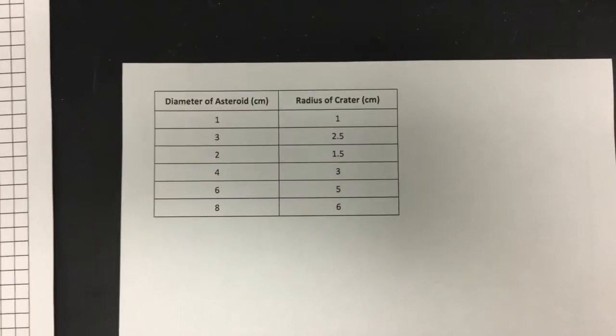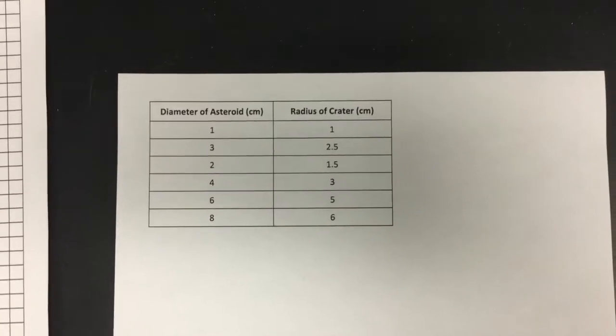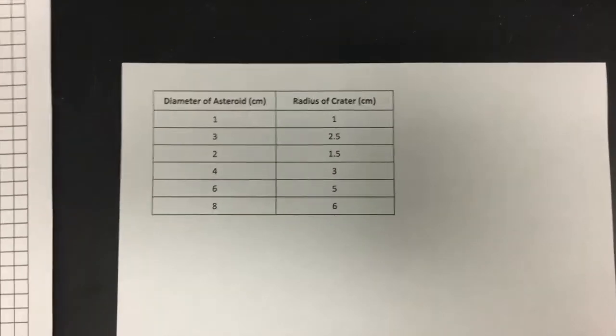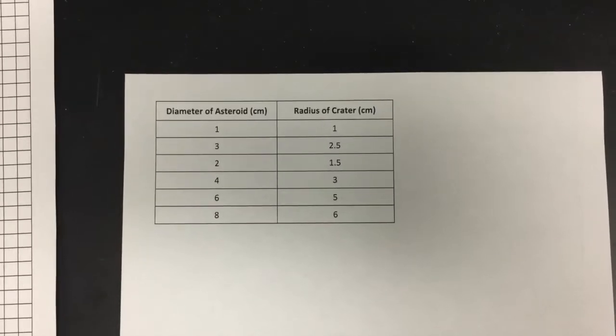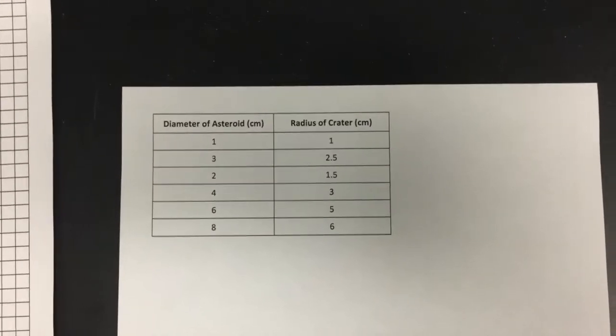So now I want to plot this. I want to make a scatter plot of it because the goal is to create a trend line if it's linear and to figure out the equation of that. So I need to first figure out what axis each one is going to go on.